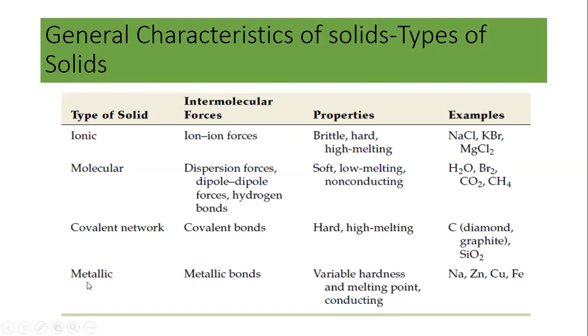The fourth and last example is the metallic solids. Simply, if the bonds between the metals are metallic bonds, and due to these forces the solid will be called a metallic solid. The examples are sodium, zinc, copper, iron. There are many other examples of metals in which metallic bonds are present, and the solid will be called a metallic solid. They have variable hardness and melting points, and they are conducting in nature because of the unpaired electrons present in the d shell orbitals.